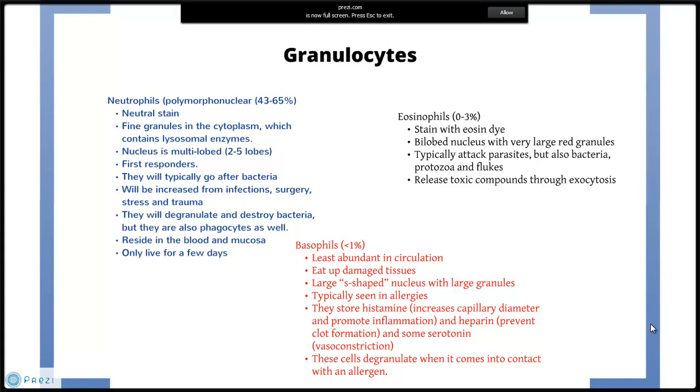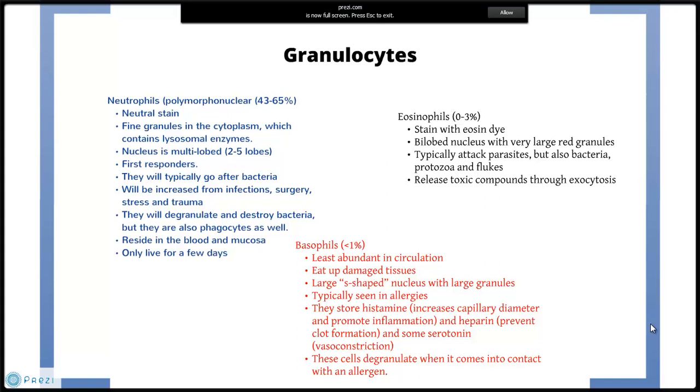And how they attack them, they release toxic compounds through exocytosis, so they release these toxic compounds from their cell. Now basophils, they are less than 1%, so they're the least abundant in circulation, and they eat up damaged tissues. They have large granules as well, but their nucleus is S-shaped, and they are typically seen in allergies.